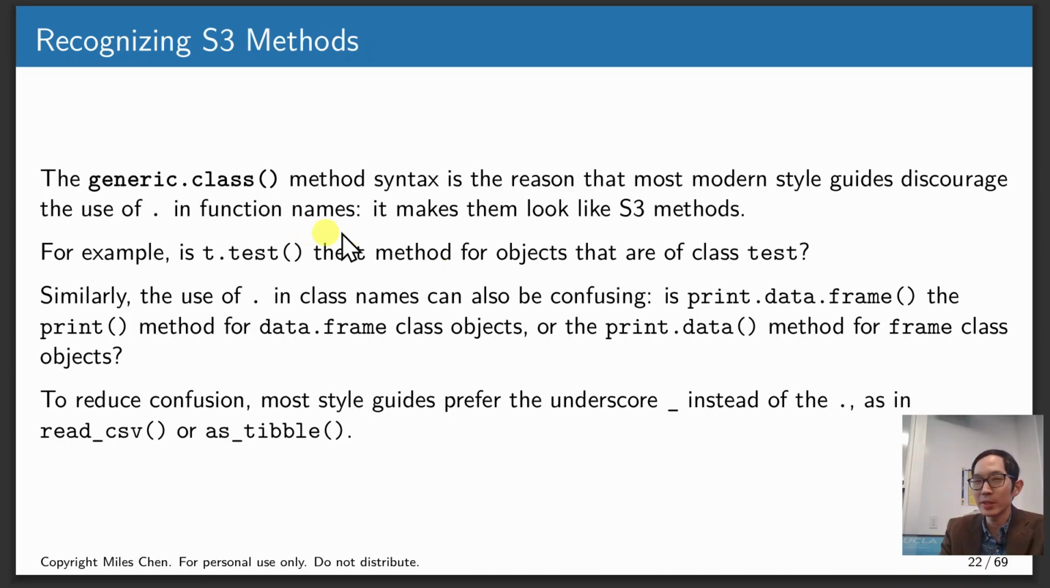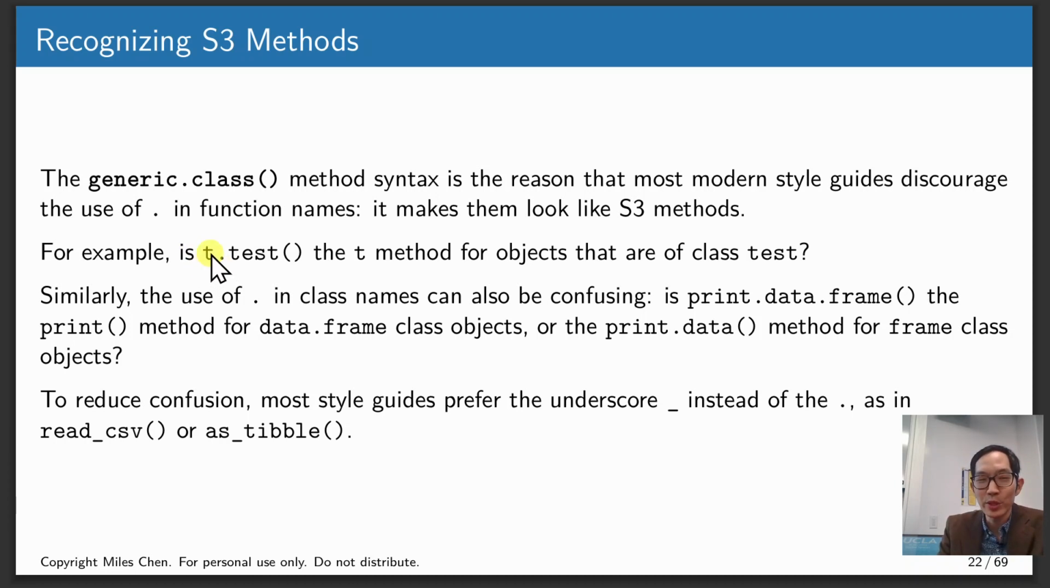A side note is that because the naming convention uses the dot, generic name dot class name, when you name objects yourself, you don't use the dot. Don't use the dot because it can get confusing. Now, this rule was created a little bit later, and we already had functions that use dots, so R now has to be kind of aware of itself.